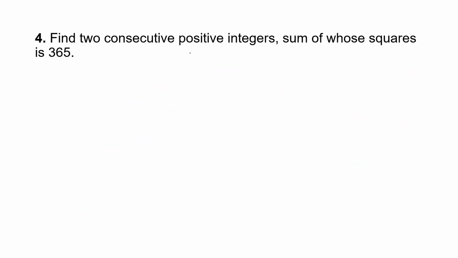Yes, next question. Find two consecutive positive integers. Consecutive means next number, like 1 and 2. These are positive integers, these are consecutive. Consider 3 and 4, these are consecutive and positive integers, but we don't know which number, so we have to take the first number x, means the next number will be 1 more, right? So if this is x, this is x plus 1. So consecutive positive numbers, the sum of whose squares is equal to 365.